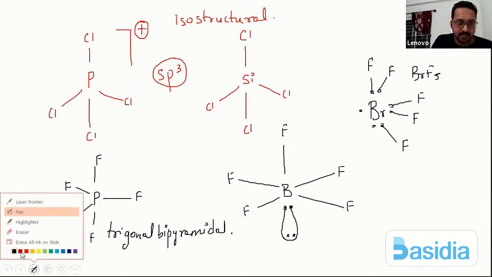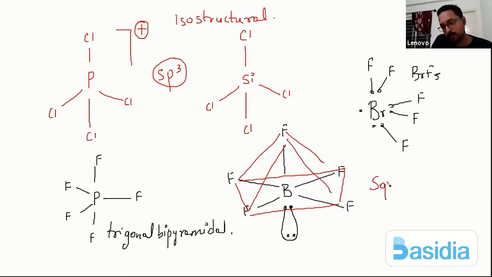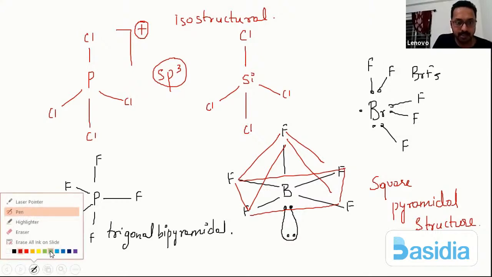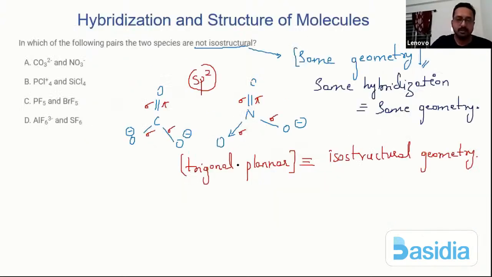Correct. But now when I see this particular thing, I clearly understand that this is a square pyramidal structure. Correct? BrF5 is forming a square pyramidal structure. So what do I understand now? My PF5 and BrF5 are not isostructural. So you can make a point there. These guys are not isostructural.